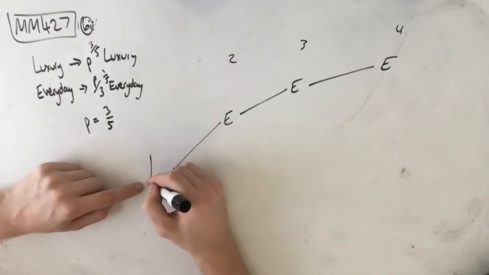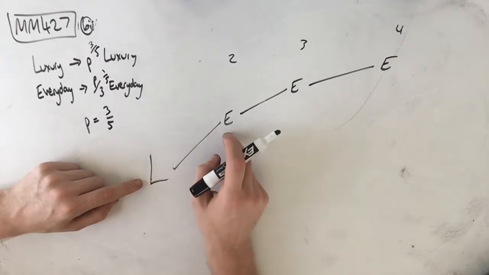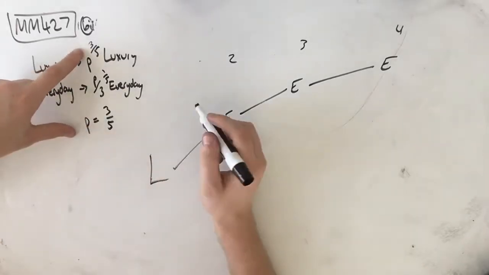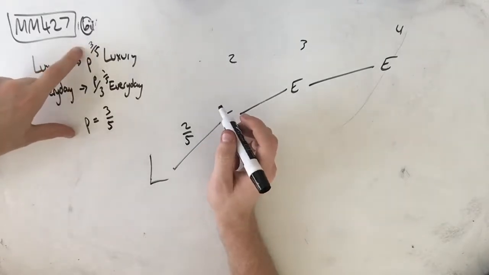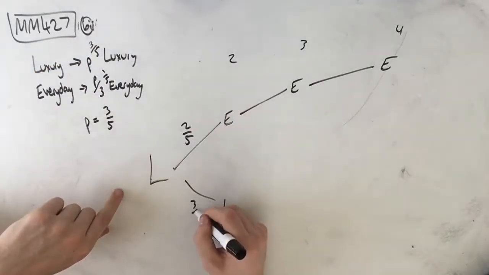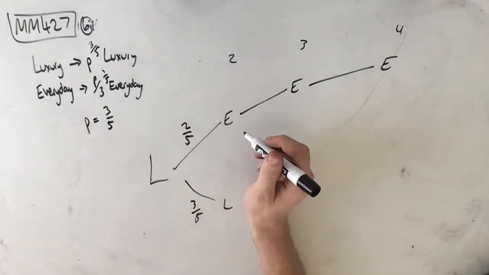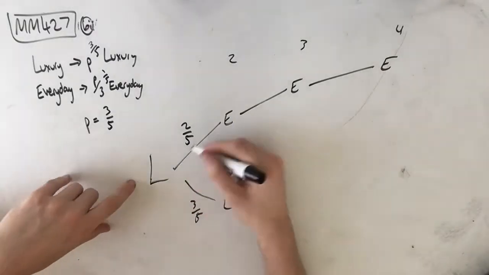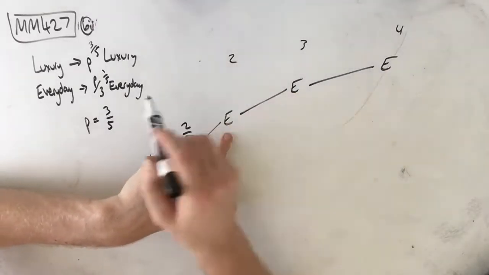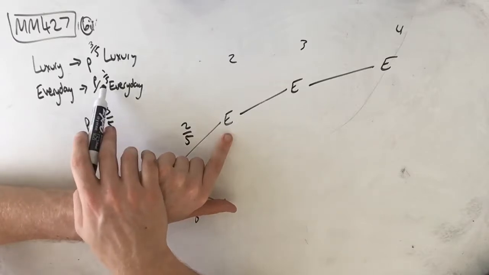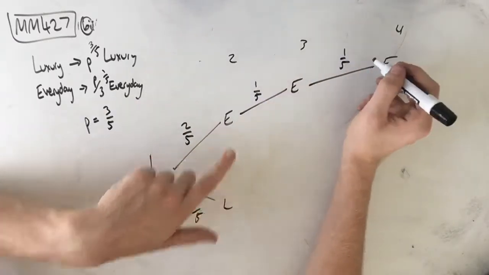So if our first car sold is a luxury, that means that the probability that we sell an everyday next is 2 in 5, okay? Because the probability that we sell a luxury next is 3 in 5. So luxury down here would be 3 in 5, right? Now, we're looking for the probability that the second, third, and fourth are everyday. So if we've sold an everyday here, then that must mean that the probability to sell an everyday next is 1 in 5. And same up here.